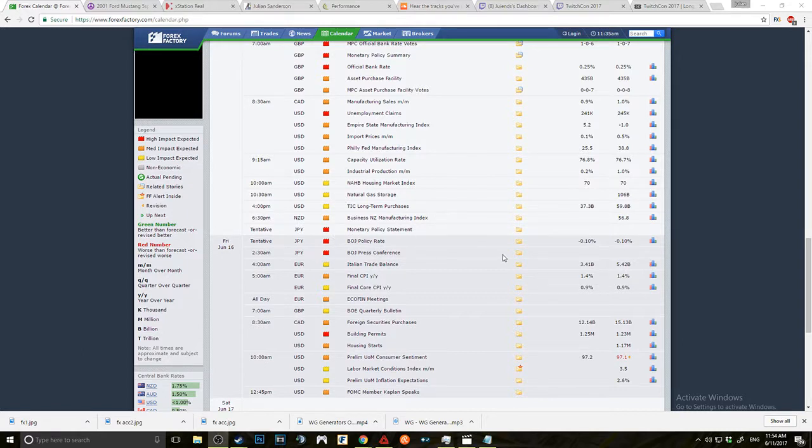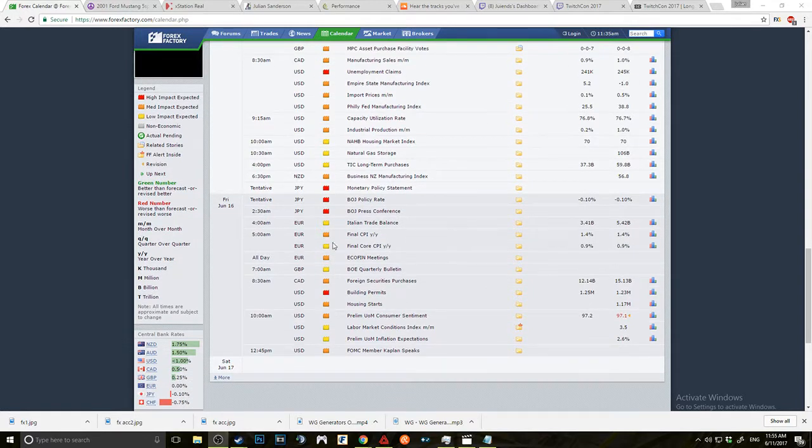Then jumping down to Friday, the last day of the week, before the market close we have the BOJ, Bank of Japan, with the policy rate and a press conference. So we're looking for yen pairs to shine on that. For the rest of the day, we don't really see much but building permits and probably someone speaking for USD with FOMC.